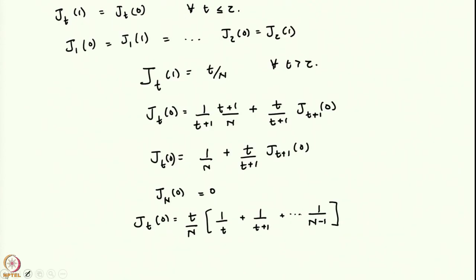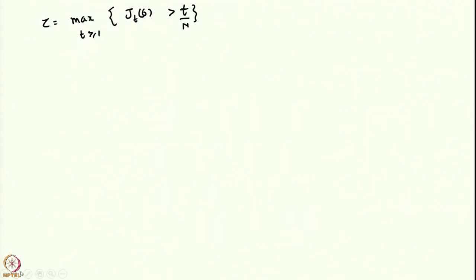Now, we just calculated an expression here for J t of 0. I can put that in here and conclude that tau is actually the max value of t such that 1 by t plus 1 by t plus 1 all the way till 1 by n minus 1 is greater than 1.